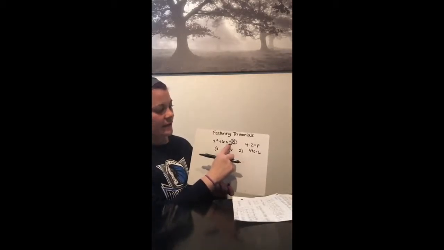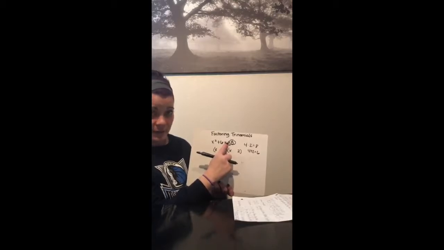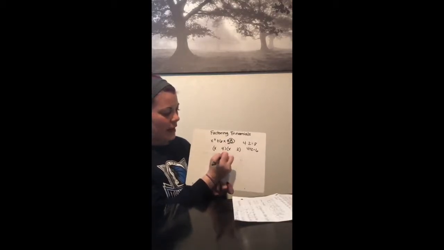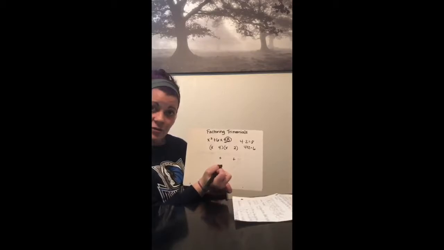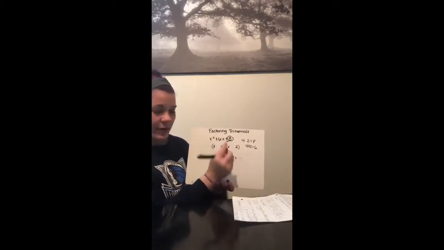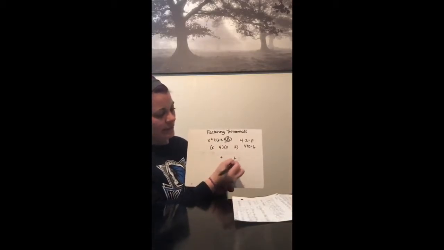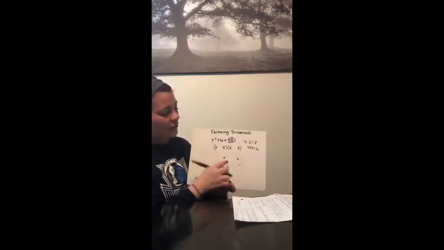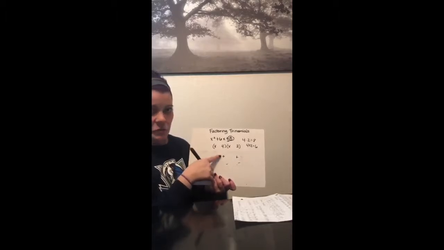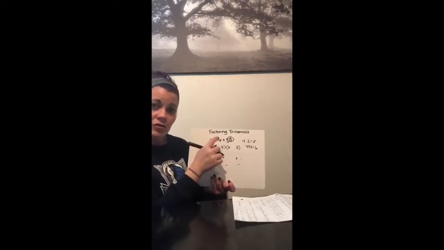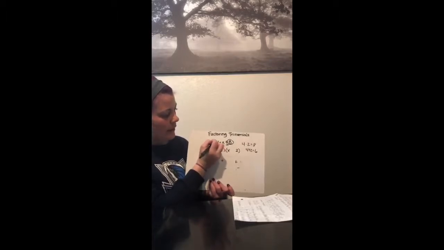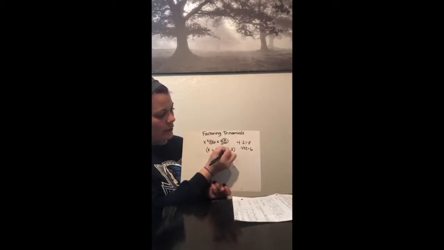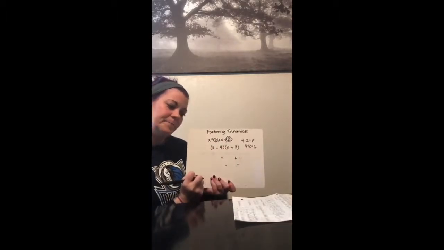You look at the last term, and if this is positive, you know that you either have to have positive in the binomials, because the last number has to be positive, or negative within the binomials, because a negative times a negative will also give you a positive. So to choose which combination you want, you look at the middle term. In this case, it is a positive. So we know we're going to use both positive.